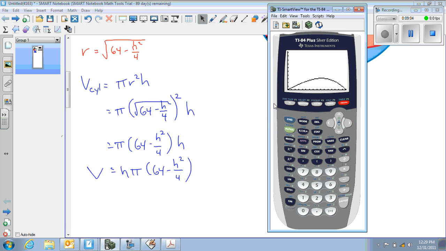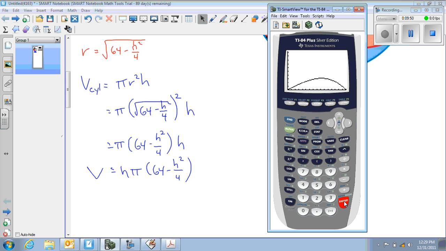And my function is volume as a function of height. So what I want to find to answer the question is, what is the maximum value that I have in this function? So I'm going to go second, calc. I want to find my maximum, 4. So my left bound, I'll go a little bit more to the left just to be safe here, and I'll put that for my left bound, and I'll glide it over here past the little hump, to get my right bound. Let's get a right bound there. Okay, it looks like it's past the hump, even a little bit more there. Okay, and I go enter.